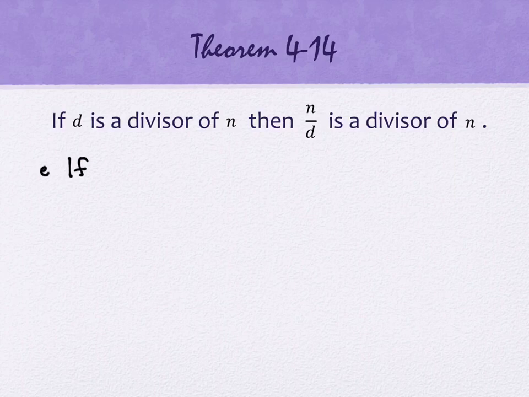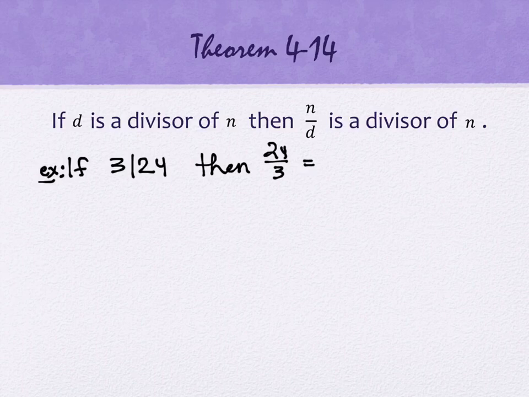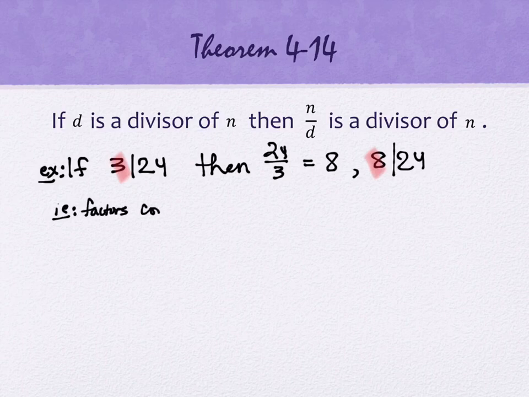So this is saying something like this. If this is an example of what it's referring to. If 3 divides 24, then 24 divided by 3, what is 24 divided by 3? 8, thank you, which is 8. 8 will divide 24. And you can see then, if you take a look at these numbers, the way that they're done, is that the 3 and the 8 are pairs. 3 times 8 is 24, so 3 and 8 will both divide 24. And so this theorem is really just telling us that factors come in pairs.